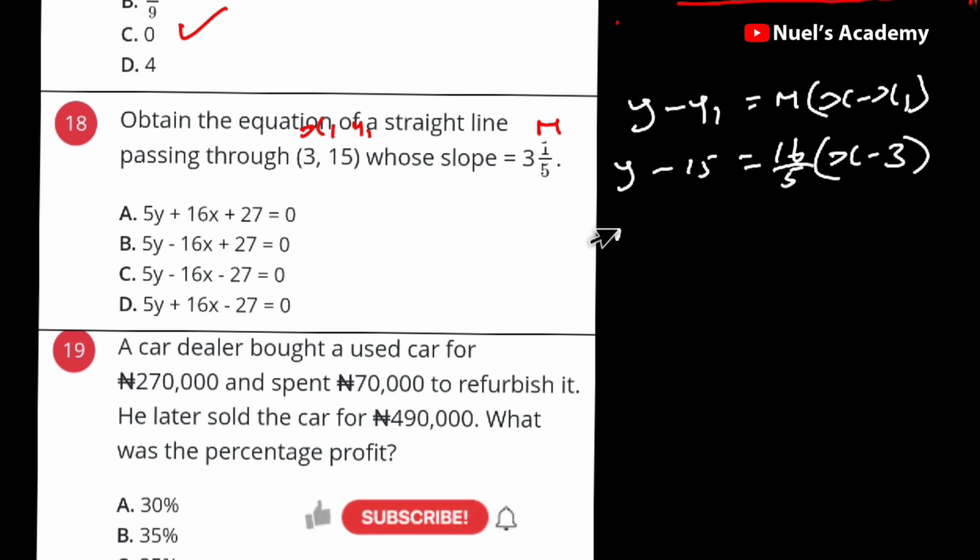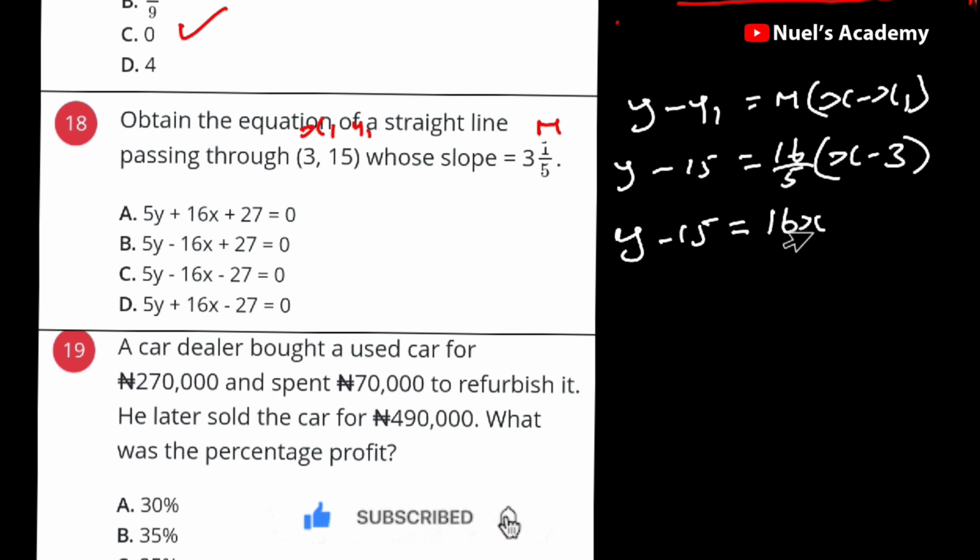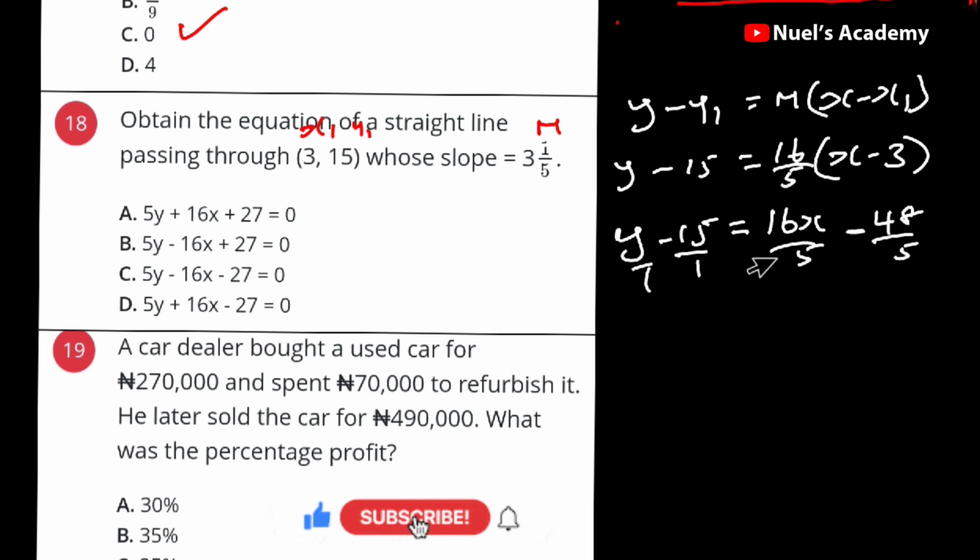So you have y minus 15 equals to, let's distribute this 16 over 5 into this bracket. So 16 over 5 times x is 16x over 5. 16 over 5 times negative 3 is negative 48 over 5. 3 times 16 is equal to 48. So the LCM here is equal to 5. So let's multiply each of these terms by 5.